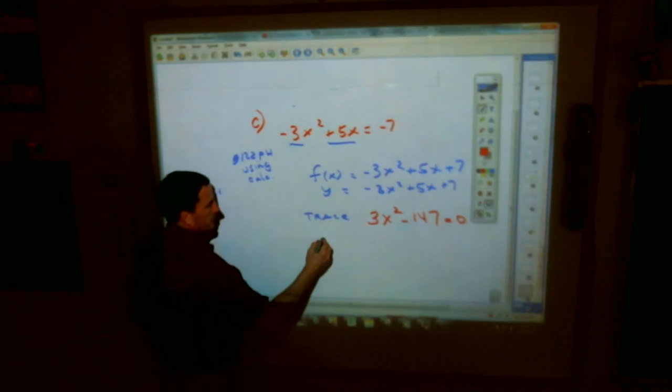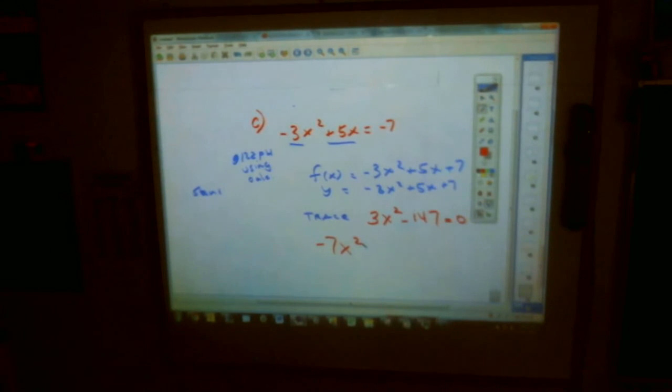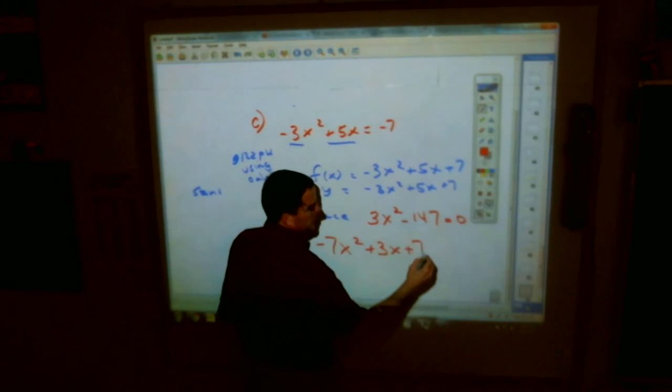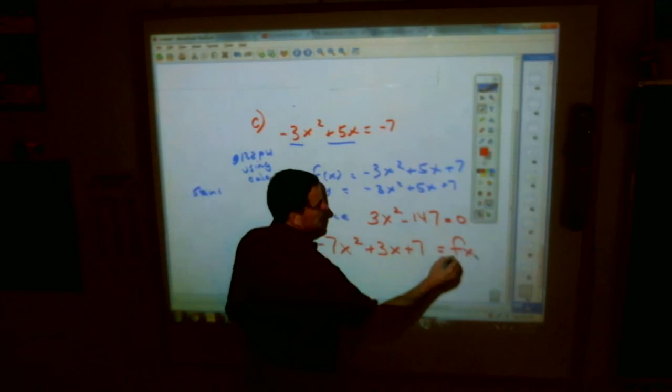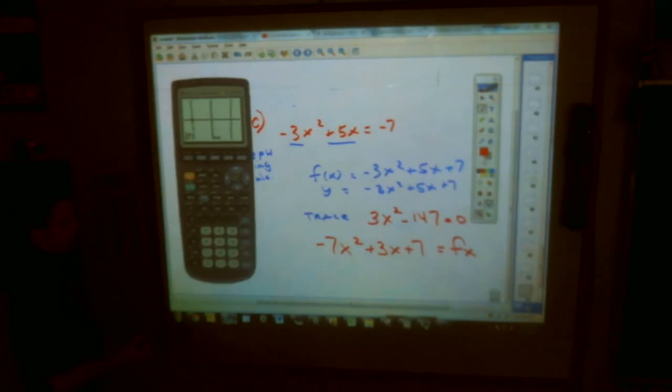Negative 7x squared plus 3x plus 7 equals. Got that one? Yes. Plug that in your calculator. Do we actually do equals f(x)? No, because it gives you the f(x). Y is f(x). It's all the same thing.